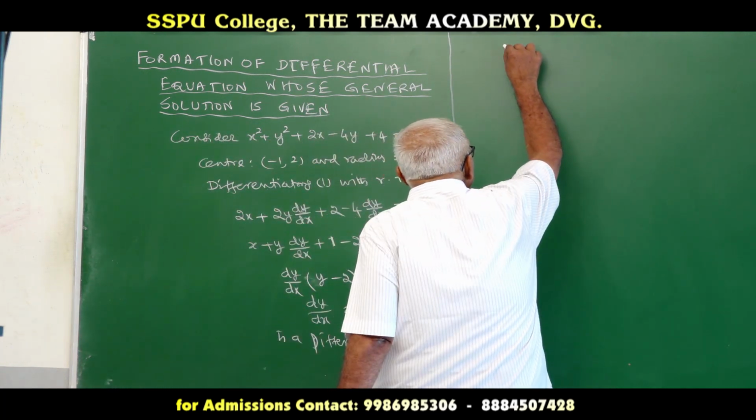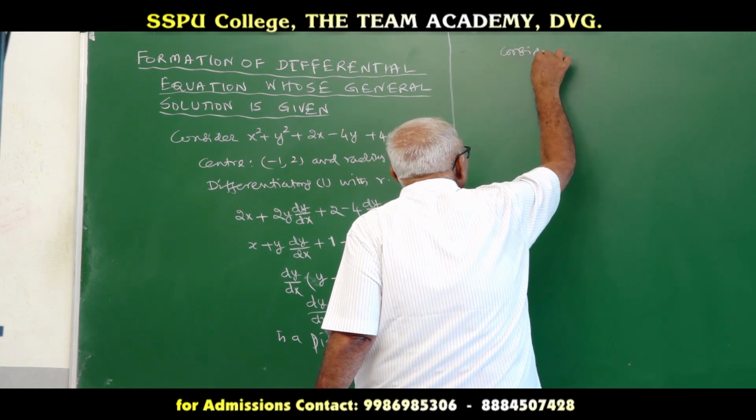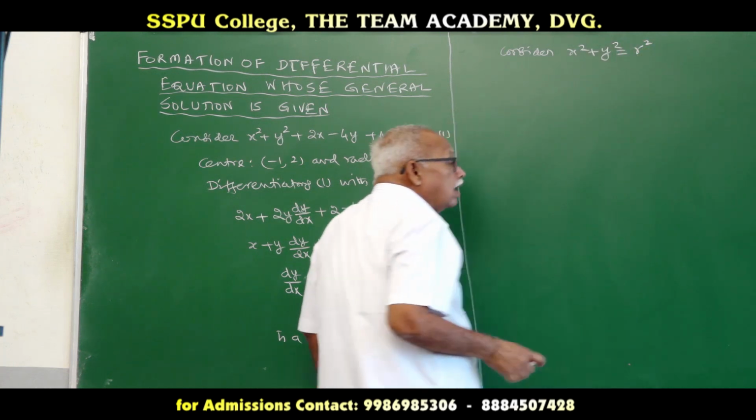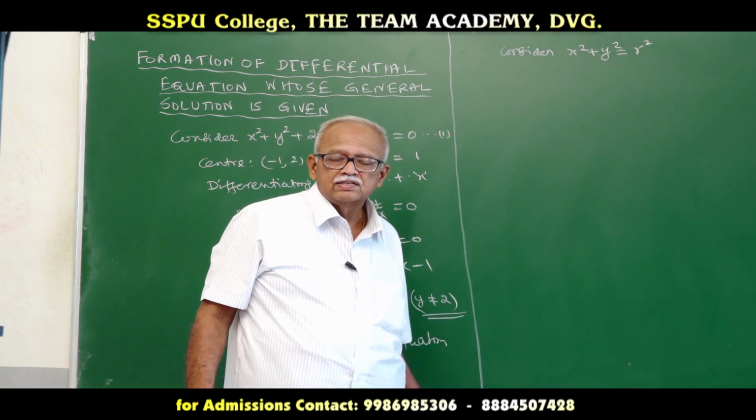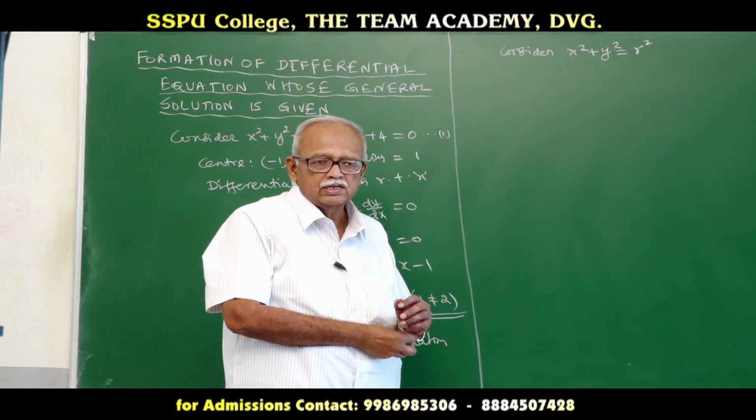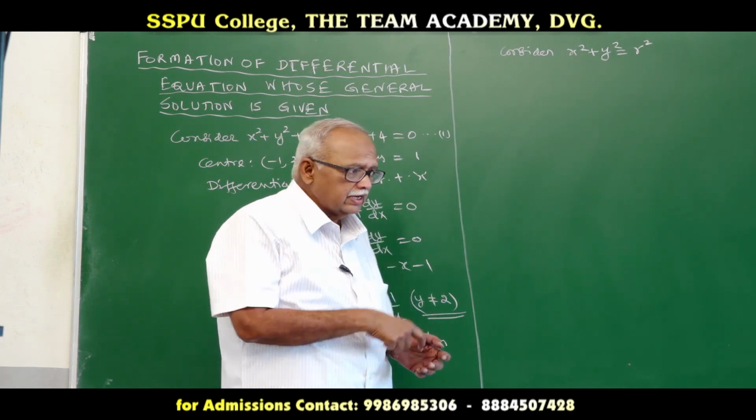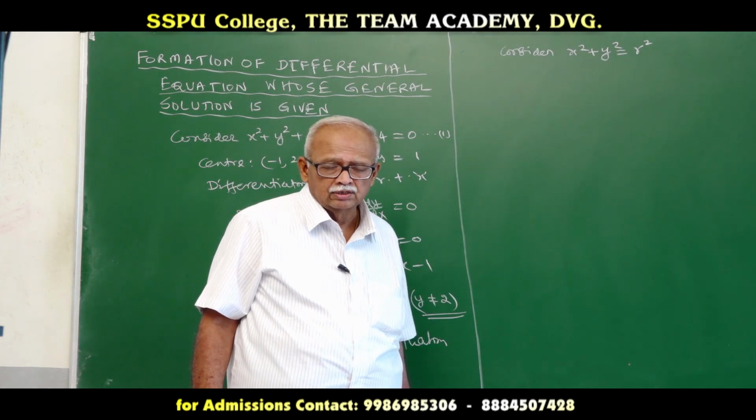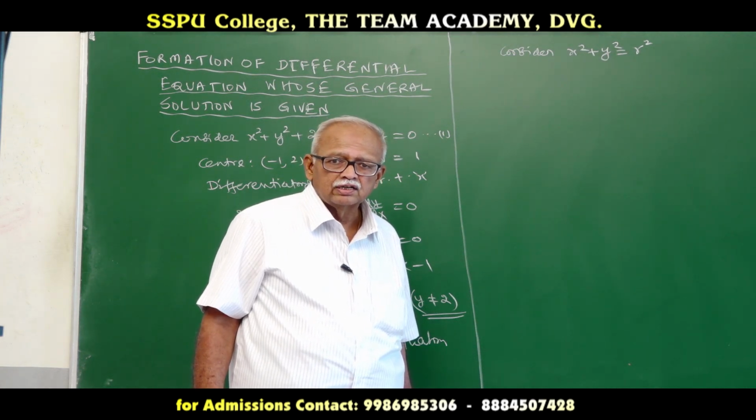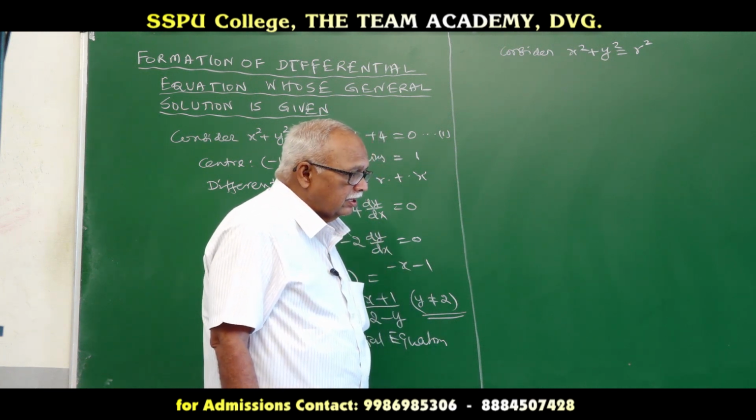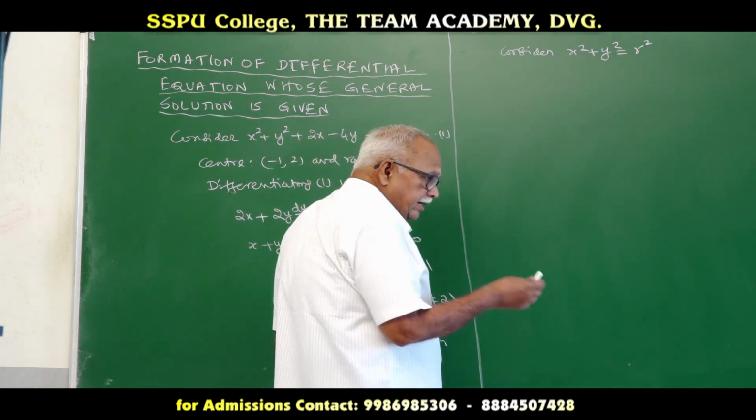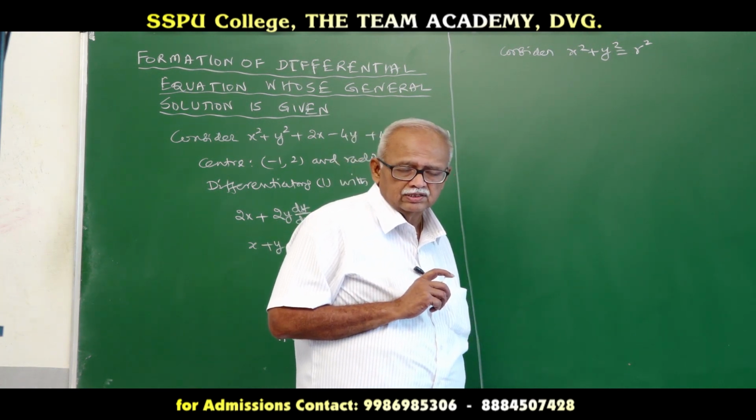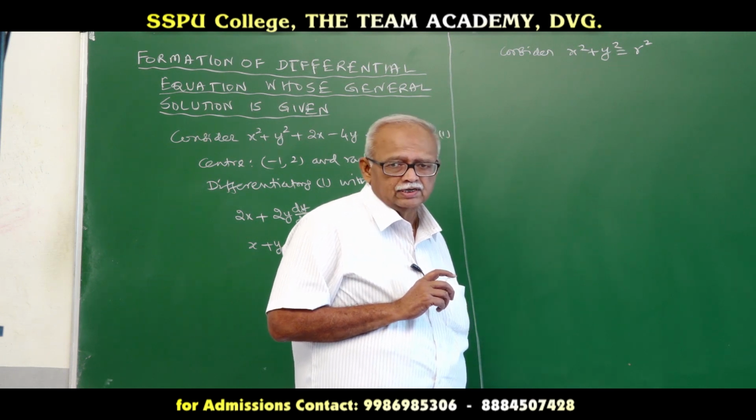Consider x square plus y square is equal to r square. This is the general equation of the circle whose center is at the origin and radius is small r. Now, by taking different values for r, we get different circles, that is, we get a family of circles.